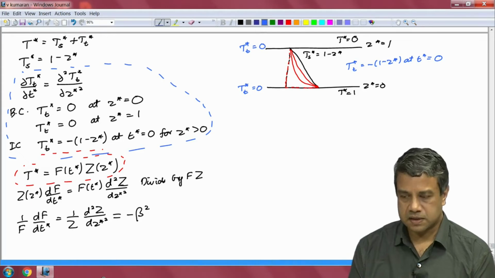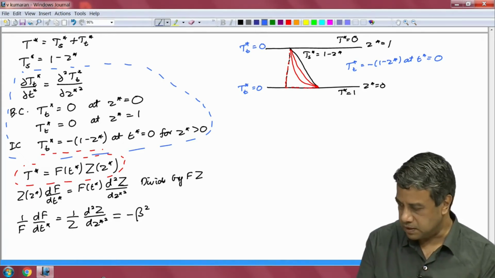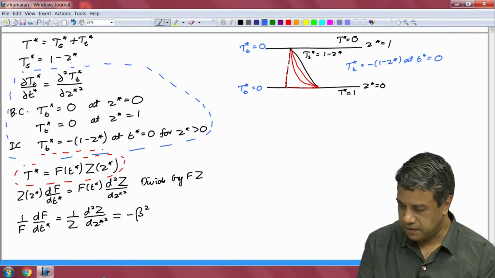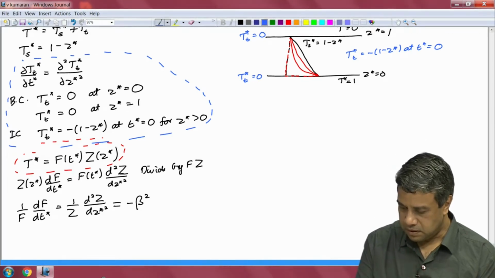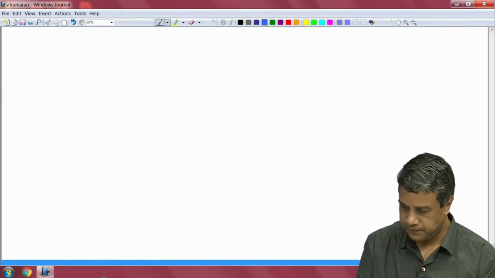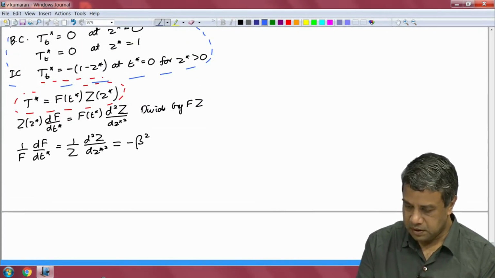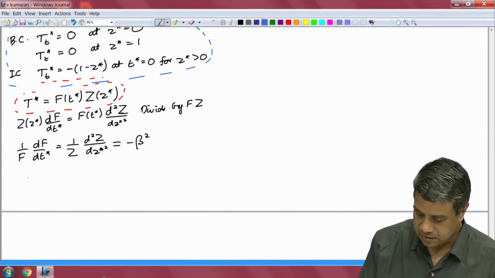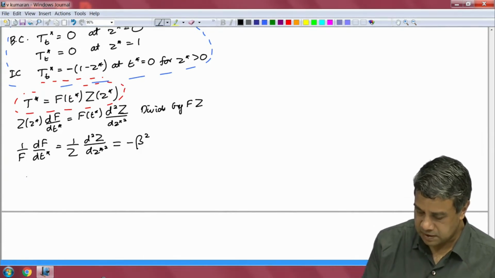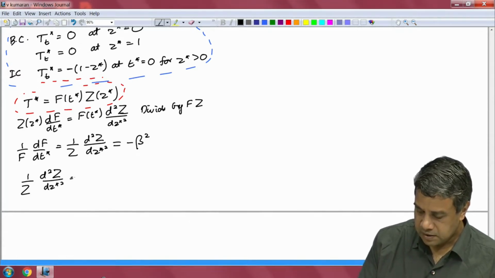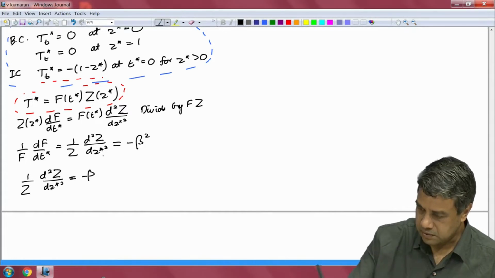So, this is the equation. Both sides have to be constant. What should be this constant beta? We have not yet fixed this constant beta. So, let us first solve for the function z. The equation for the function z is 1 over z d square z by dz star square is equal to minus beta square.